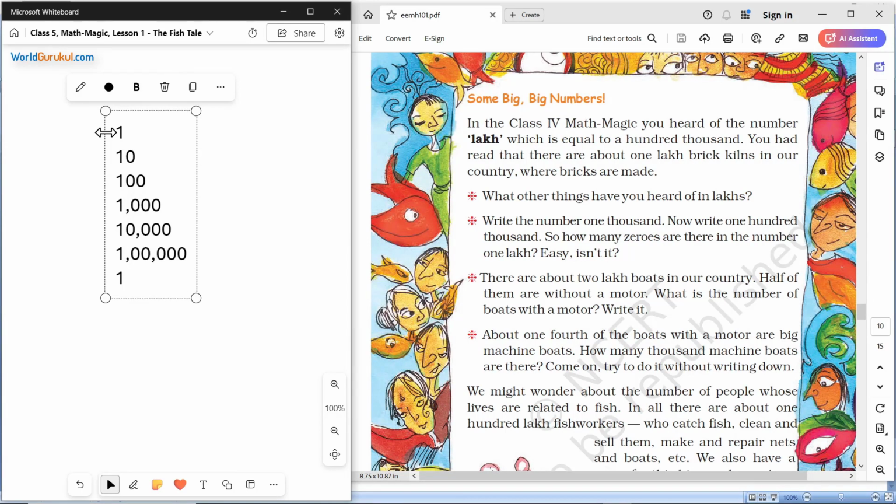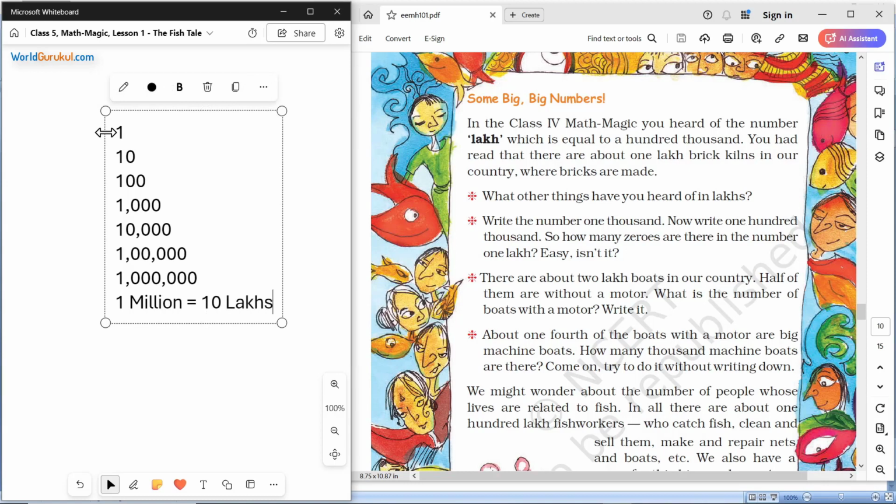And if we have 6 zeros, with commas, how much is this? This is 10 lakhs. In the American system, they don't use commas after 2 digits. So they use the comma here. They call it a million. So 1 million equals 10 lakhs.